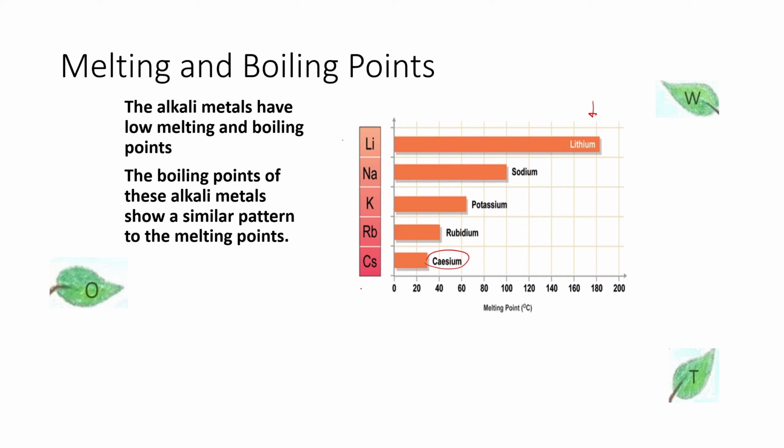Francium is below that, but francium is radioactive and very unstable, and you can't really have any francium because it decays too quickly. But we learn more about that in GCSE. So as you go down the group, the melting point decreases. Okay.